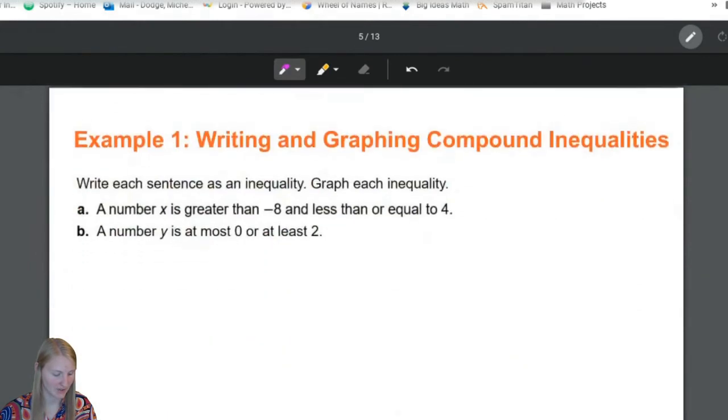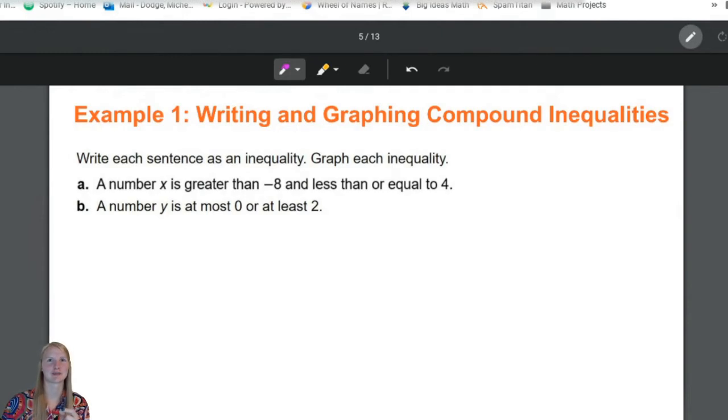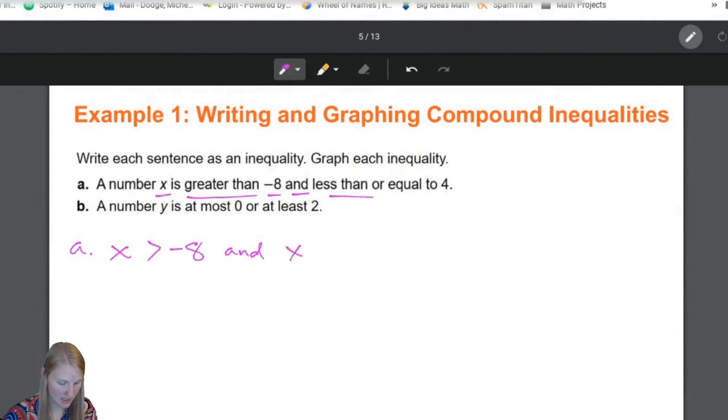So let's see an example. The first example is that we're going to write these. We are going to write them first, and then we're going to graph them. So you'll remember this from our very first video of Chapter 2, how to write an inequality. So let's look at part A first. We have a number x is greater than -8 and x is less than or equal to 4.